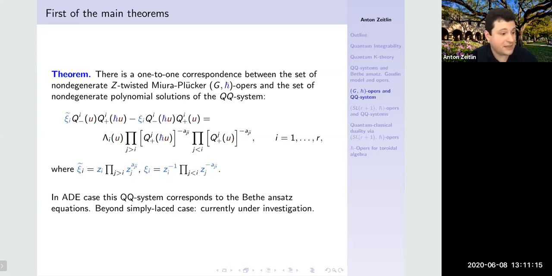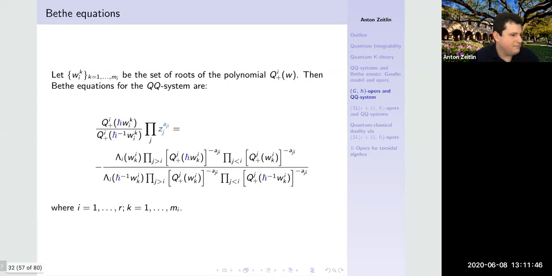And also another thing which I didn't mention on the slide: it doesn't depend on the order. Remember, nobody asked me about the order in which I took this product of Weyl reflections when I discussed my oper condition. It turns out that the QQ system doesn't depend on that order, even in the non-simply laced case. Okay, so this is the first theorem. This is just the Bethe ansatz equations written using the QQ system. I decided to write them down, and they're not so nice. The QQ system is a much nicer expression for the Bethe ansatz.